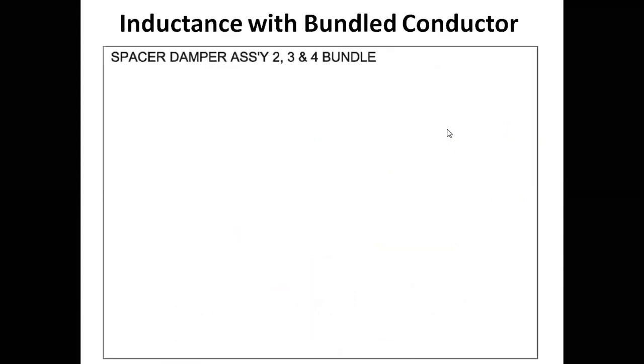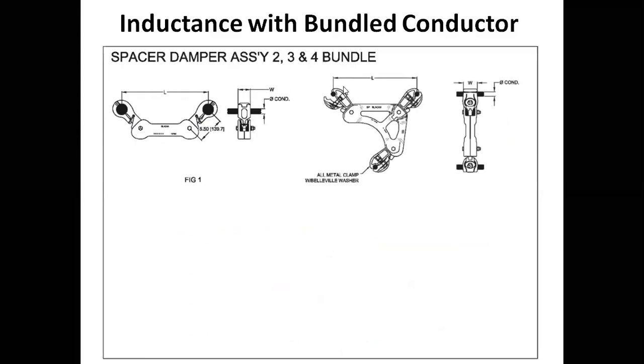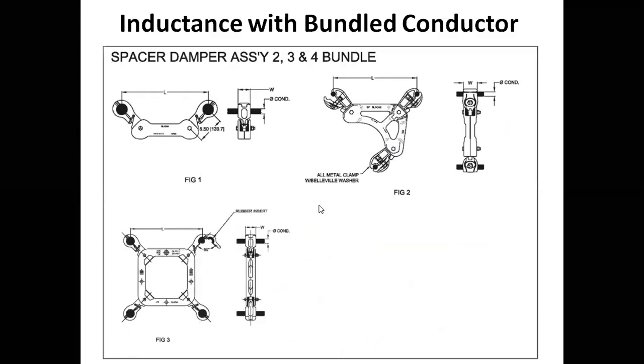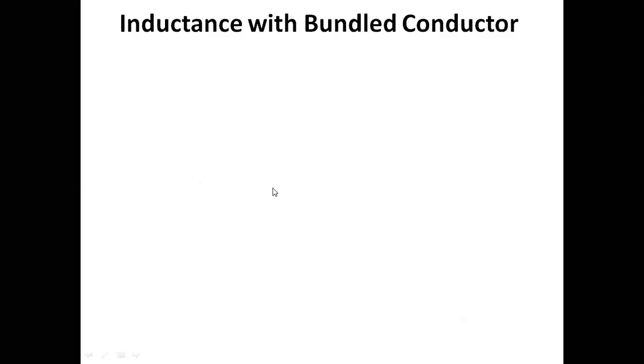So these are the different bundles here. First, we are taking two conductors in the bundle, separated by this spacer damper. This is the three conductor bundle. This is a four conductor bundle, and this is also a four conductor bundle. In all cases, you can see we are using spacer dampers to separate them.